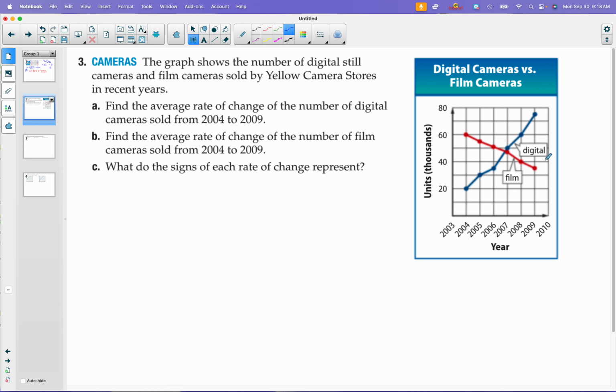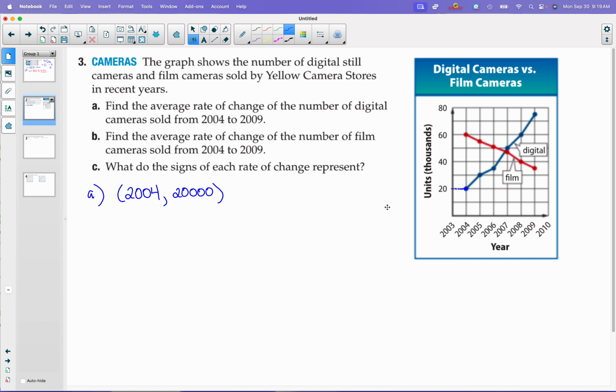So on this next one, they're comparing digital cameras to film cameras. The graph shows the number of digital still cameras and film cameras sold by Yellow Camera Stores in recent years. Part A asks us to find the average rate of change of the number of digital cameras sold from 2004 to 2009. So I'm going to find 2004, and it looks like for the digital it's 20. Be careful because it's 20,000. So in 2004, there were 20,000 cameras sold.